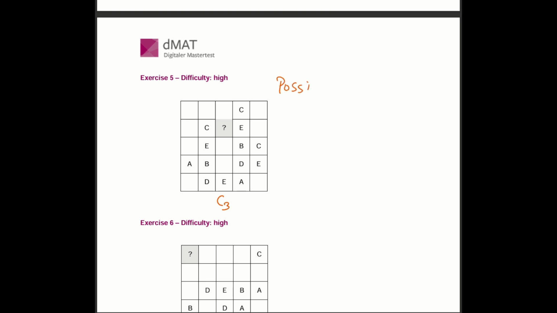Now move to the next question. Here the column is C3. Possible choices: first of all, fill up this row 4, because it has the maximum letters, that is C. Possible choices for column C3: leftover A, B, and D.